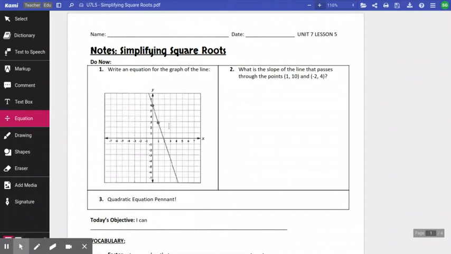Just like always, though, we're going to start off with these two review questions here. If you want to go ahead, pause the video and try numbers 1 and 2.